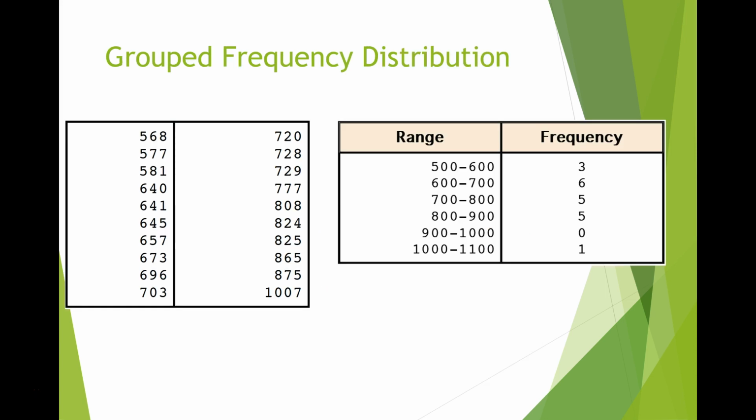The solution to this problem is to create a grouped frequency distribution. The table shows a grouped frequency distribution for these 20 times. The first group shows the frequency for times between 500 and 600 milliseconds. The second group between 600 and 700, and so on. There are several rules of thumb for deciding the number of groups to divide the scores into. This issue is covered in detail in our section on histograms.